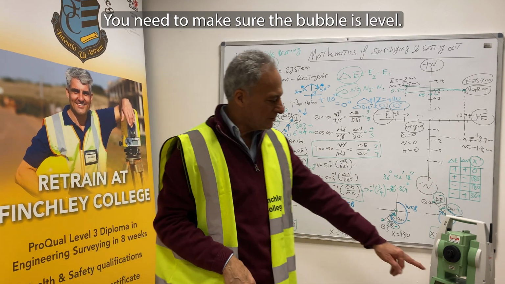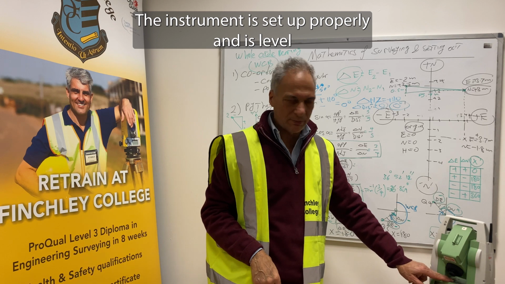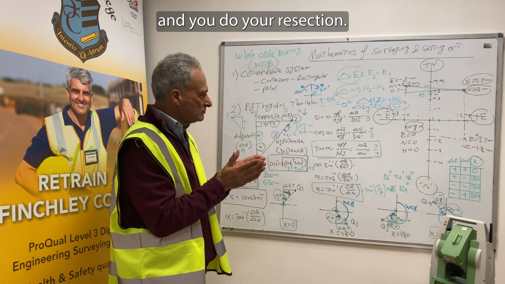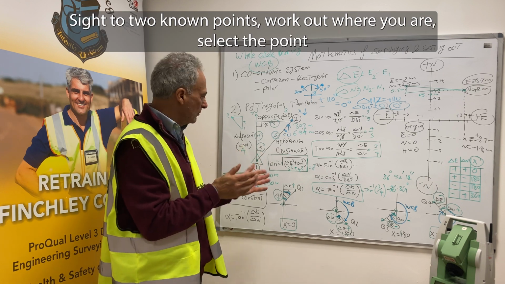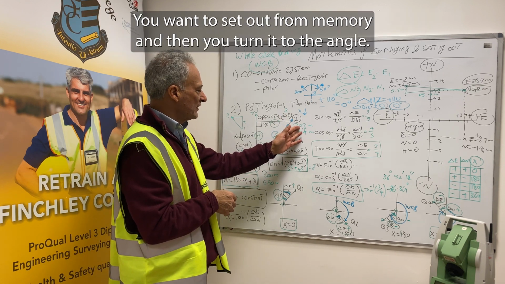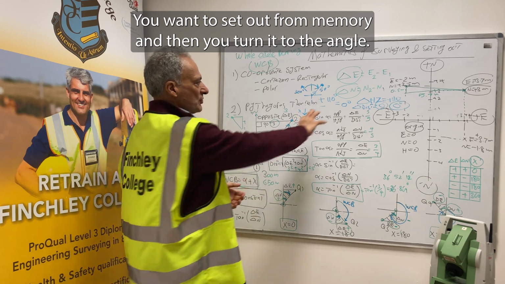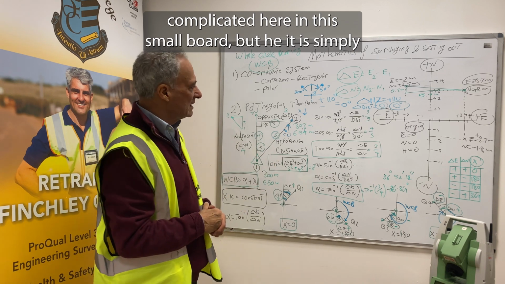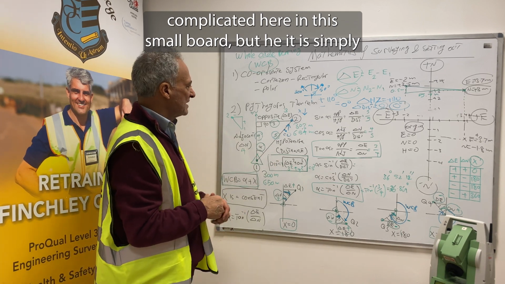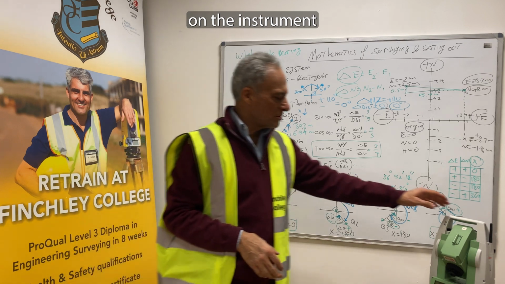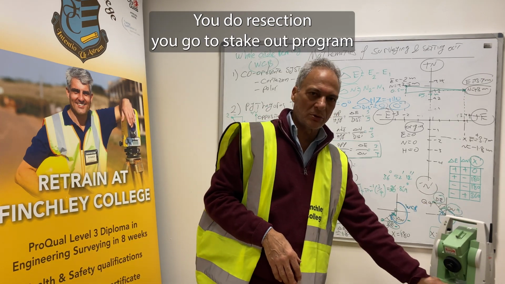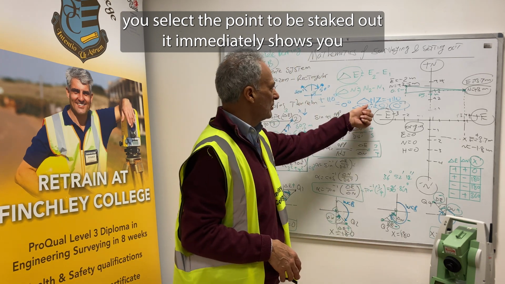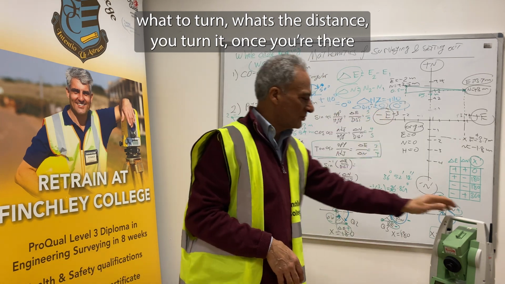You need to make sure the bubble is level, the instrument is set up properly and is level, and you do your resection, which starts with 2 known points. Work out where you are, select the point you want to set out from memory, and that's it. And then you turn it to the angle. It may look a bit complicated here on this small board, but it's simply this: on the instrument, you do resection, you go to the stakeout program, you select the point to be staked out, and it immediately shows you what to turn, what the distance is, and you turn it.